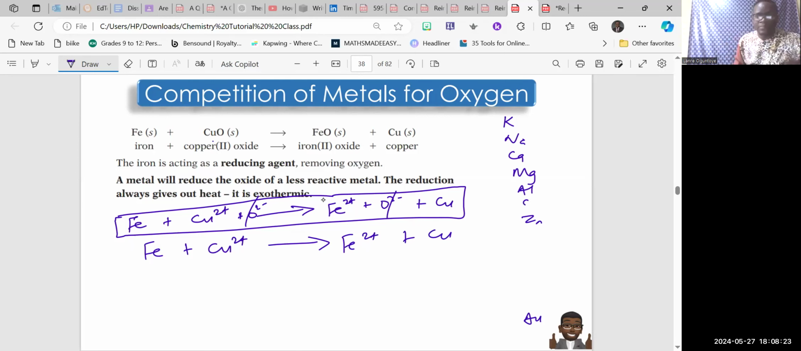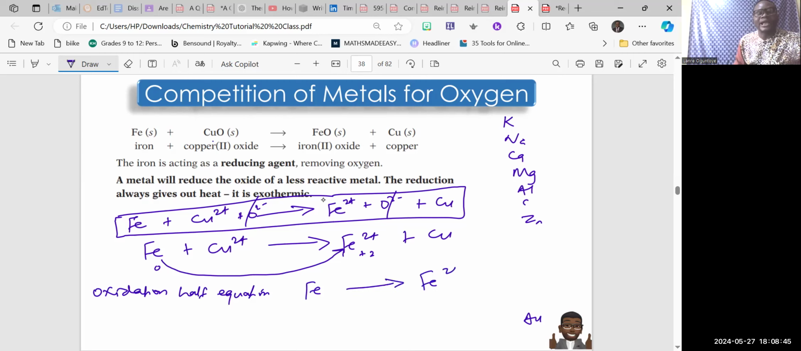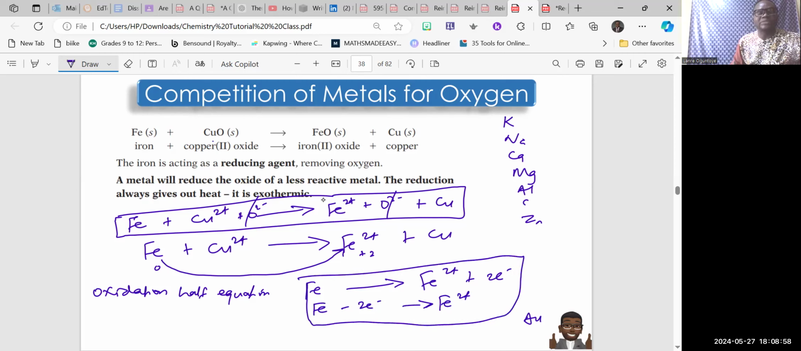So this is what you now use to write the half equation, right? So what is the half equation? This guy goes to this guy: an increase in oxidation number from 0 to +2. That is oxidation. So my oxidation half equation is Fe goes to Fe2 plus plus 2e minus, right? If you like, you can write it like this: Fe minus 2e to give you Fe2 plus. Do you understand? It's the same thing. It's just doing mathematics, right?